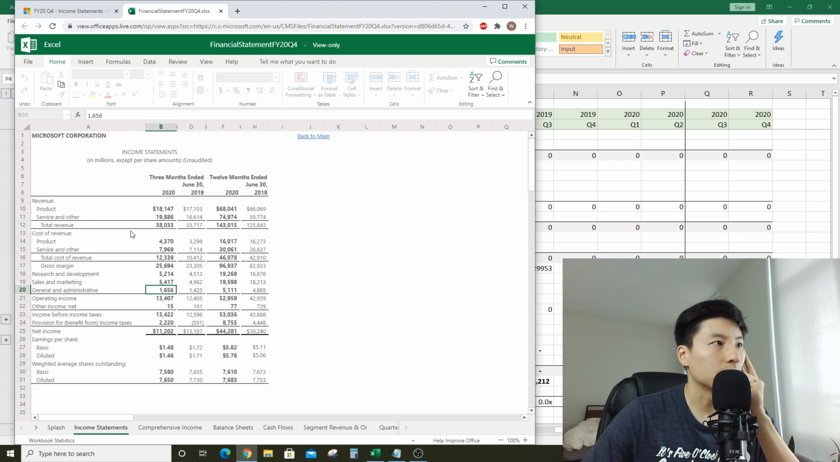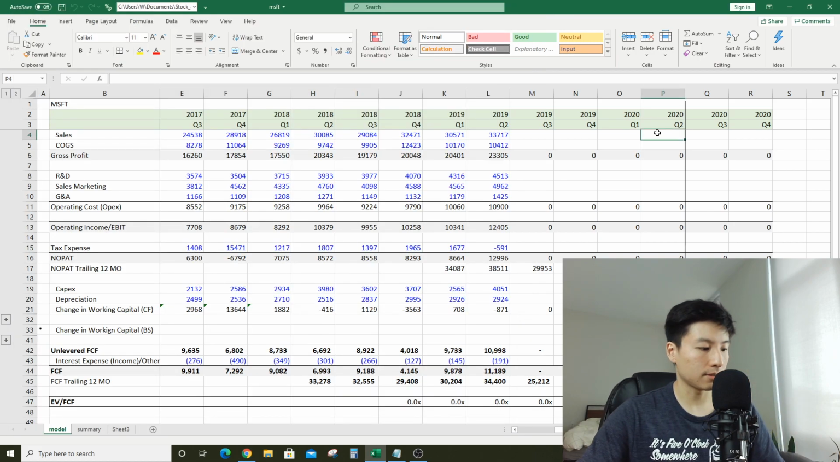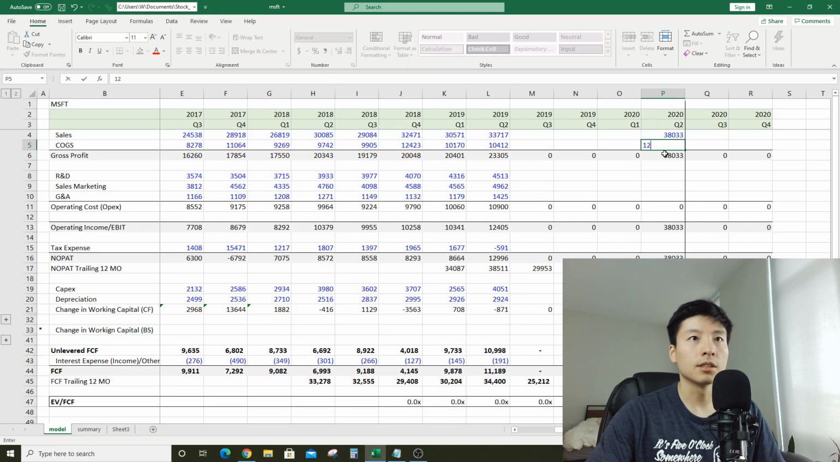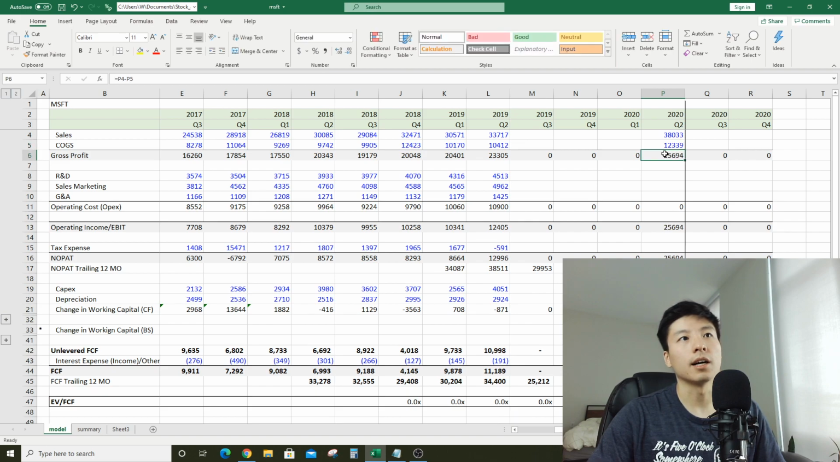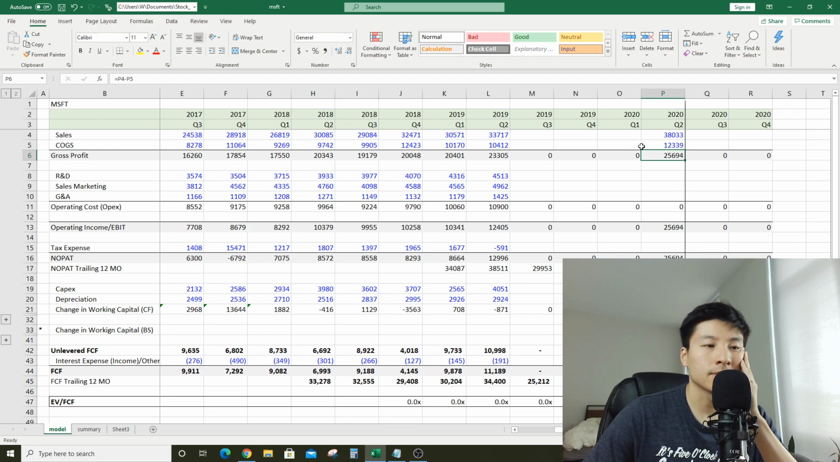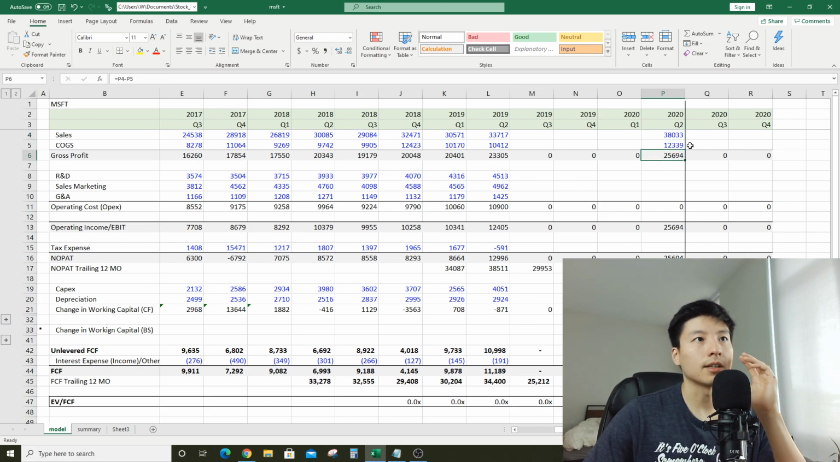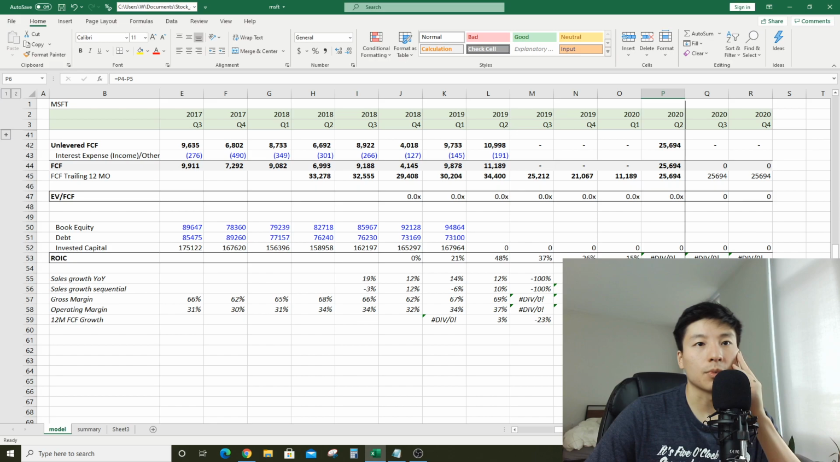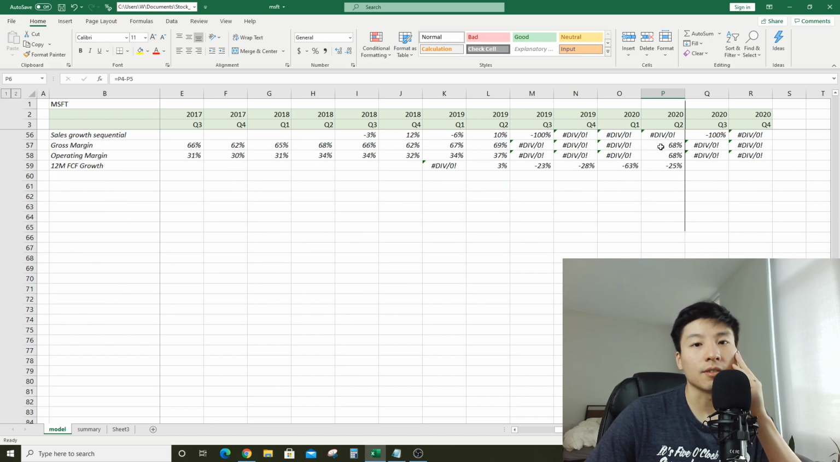So let's see the revenue. Product is 18, services 19, and 38,033 is their total revenue, $38 billion. Okay, cost of revenue is 12,339. Cost of revenue is like the direct material and engineering, whatever software costs went into generating that revenue. So their gross profit is $25.6 billion, and they have a gross margin of almost 70%.